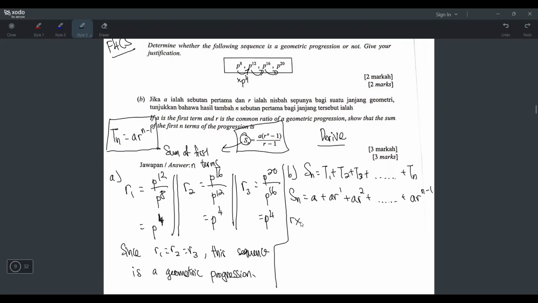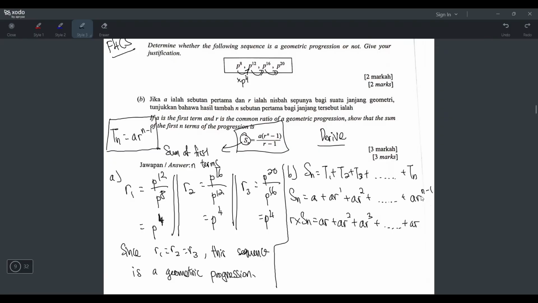So the step here is to times R. When you times the left side with R, then everything on the right side you also have to times with R. So what happens? A times R is AR. AR power 1 times R is AR power 2. And then this one times R is AR power 3. And then plus dot, dot, dot. Plus this one also you have to times with R. This is the step you have to memorize.